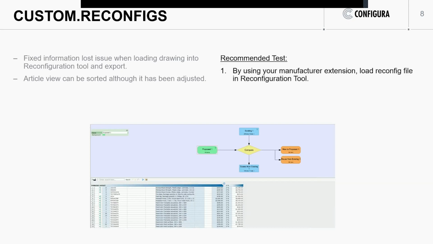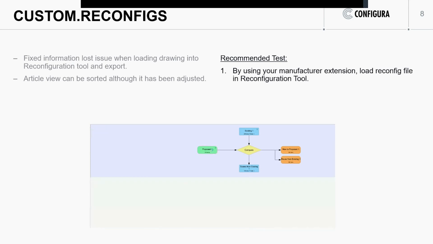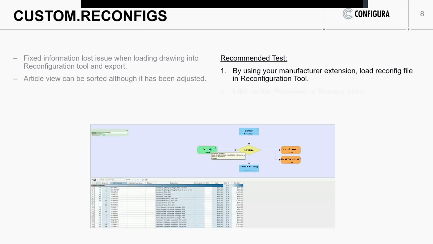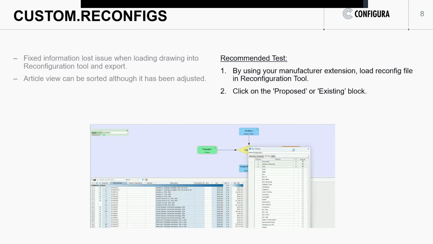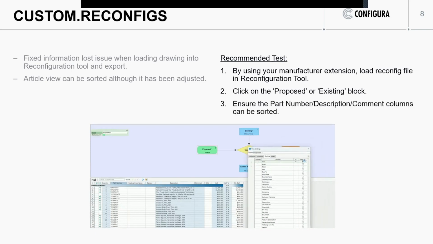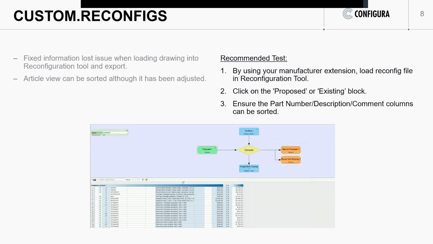Do follow the recommended smoke test instructions. By using your manufacturer extension, load the reconfig file into the reconfiguration tool. Click on either the proposed or existing block in the flowchart, and verify that the part number, description, or comments column can be sorted. You can refer to the animation shown for an example.